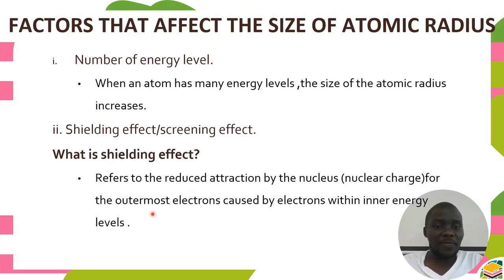Here it's very important to understand the shielding effect, because if we don't, it will be very difficult to follow other explanations that are coming, such as how the size of an atom changes moving from top to bottom of the periodic table. We have defined the shielding effect as a reduced attraction by the nuclear charge to the outermost electrons, which are found in the outermost energy level.